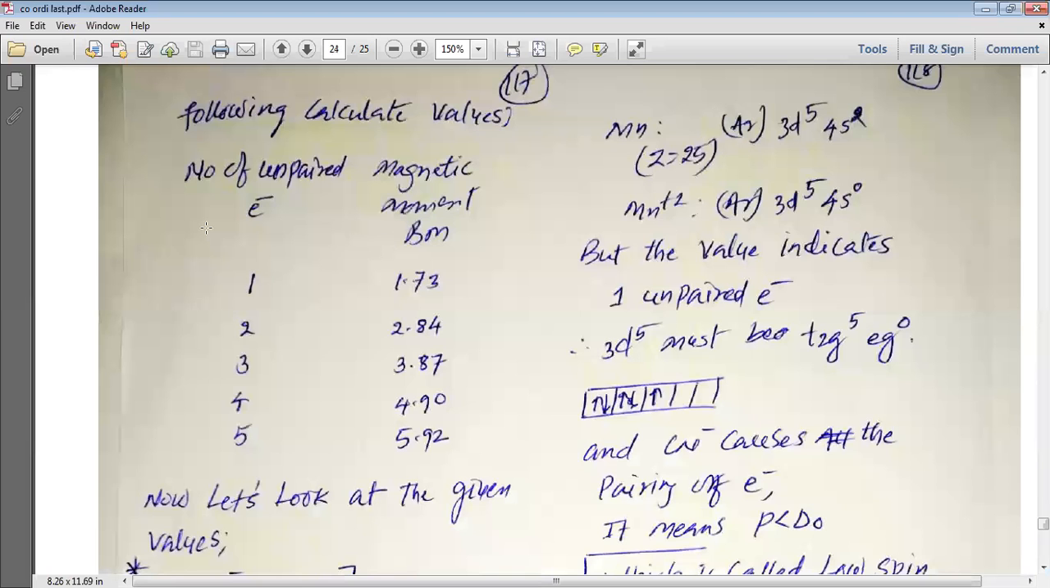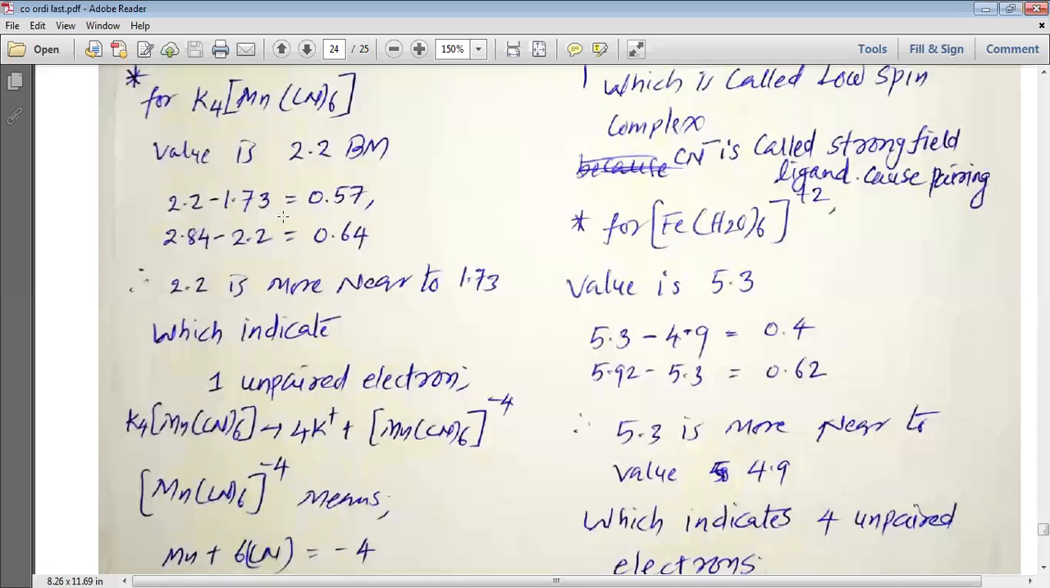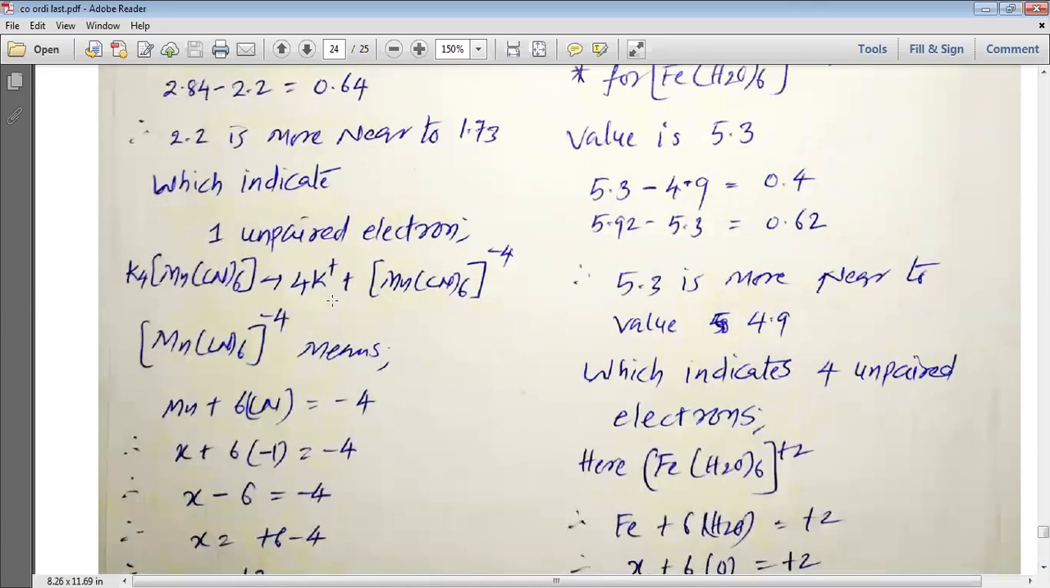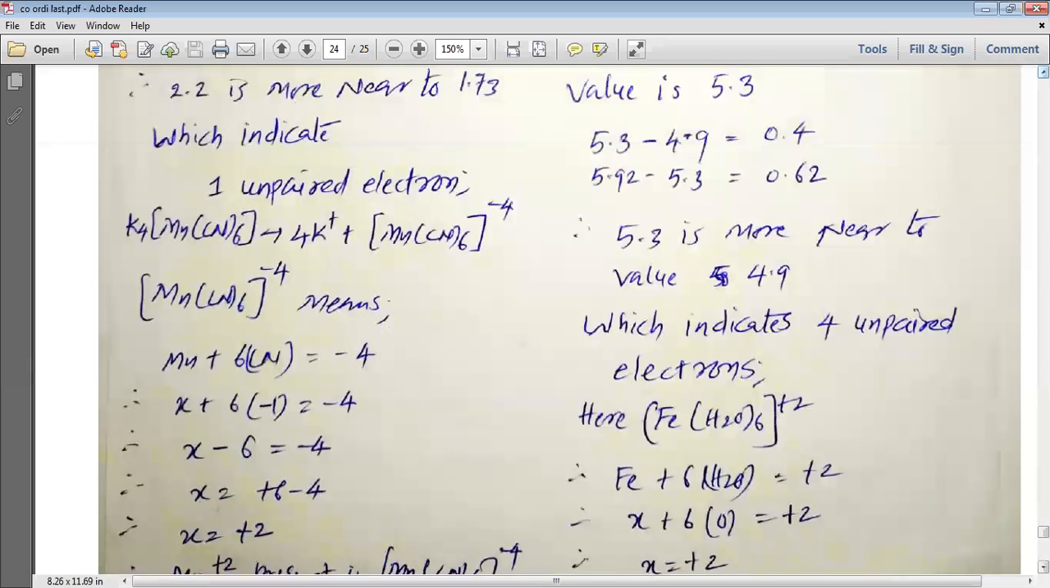Now let's look at the given values. For K4[Mn(CN)6], the value given is 2.2. 2.2 minus 1.73 is 0.57, and 2.84 minus 2.2 is 0.64. So 2.2 is nearer to 1.73, which indicates that there is one unpaired electron present in the compound [Mn(CN)6]4-. Now if we calculate the oxidation state, we find that the oxidation state of Mn is plus 2. So Mn plus 2 is present in [Mn(CN)6]4-.